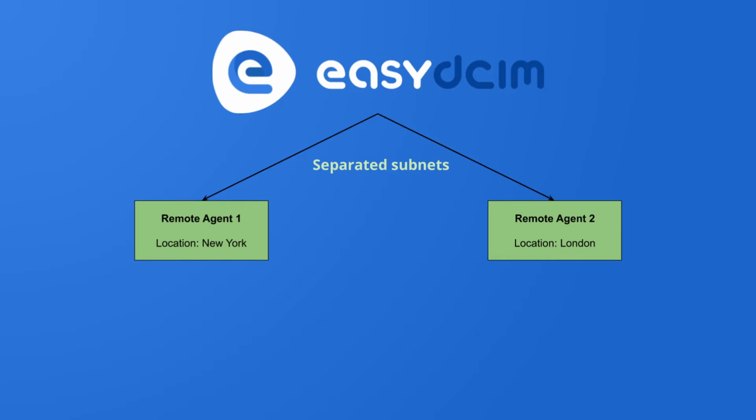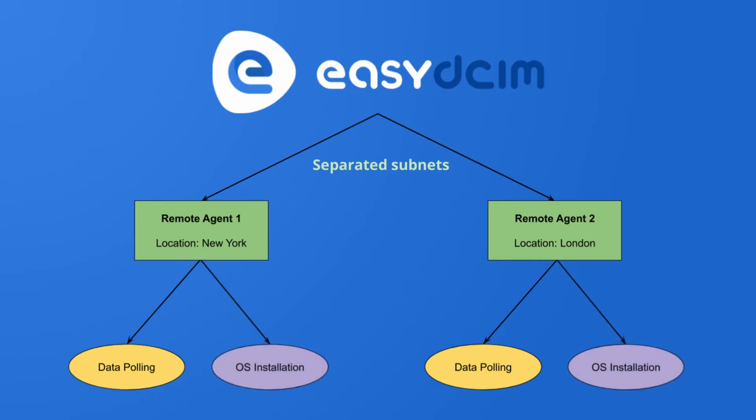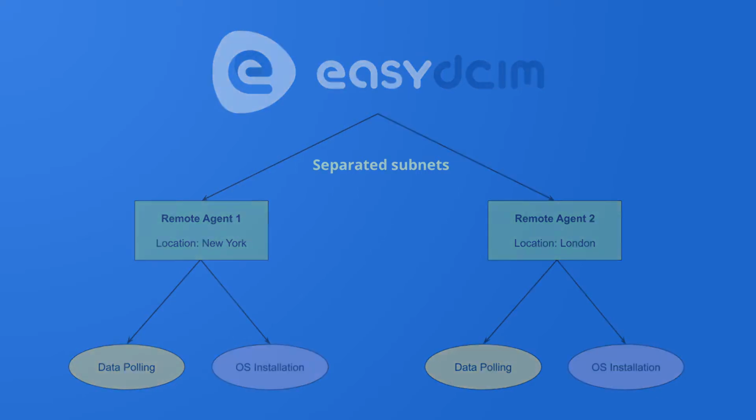For example, remote agents are useful as a server that is responsible for collecting and processing information about the devices, such as data transfer usage, current device load, and power usage. Or as a server that is responsible for automatic operating systems installation in appropriate subnets.